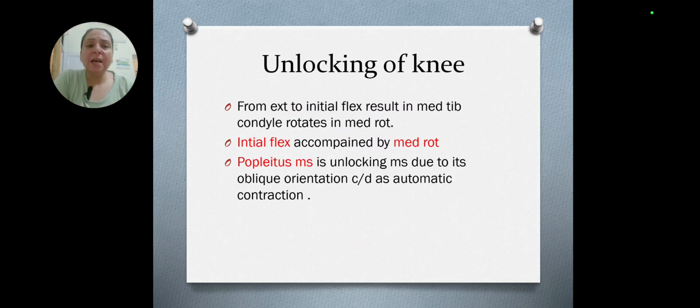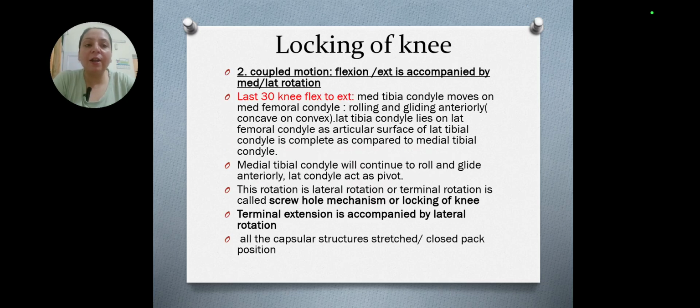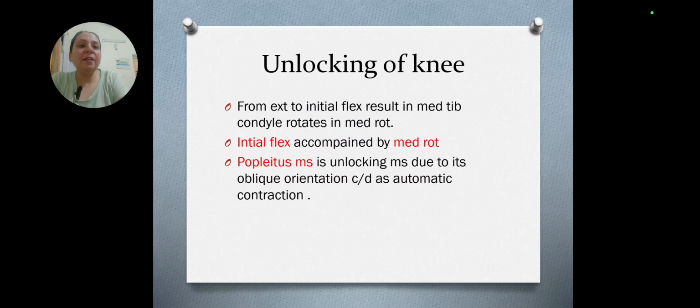The unlocking of the knee is from full extension to initial flexion. The medial tibial condyle will now rotate medially, and then the flexion will start. This initial flexion, accompanied by medial rotation, is called unlocking of the knee, and this is also brought about by the popliteus muscle, because of its oblique orientation. The unlocking of the knee is called automatic rotation, and the locking of the knee is called the screw home mechanism, that is, extension with lateral rotation, and the unlocking of the knee is flexion with medial rotation.